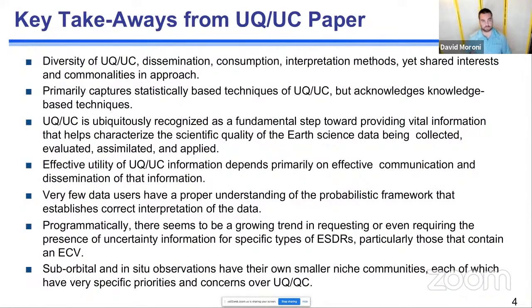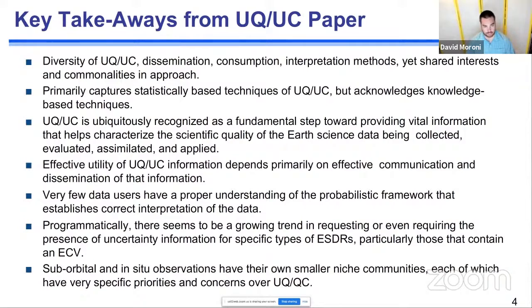So these are some of the key takeaways from the paper. We determined that there is diversity in the UQUC dissemination, consumption, and interpretation methods, and there's basically shared interest in all of this. We've also identified some commonalities in the various approaches therein, and we tried to capture as best we could the common statistical techniques that are used in doing the UQ estimation and the UC assessments. But we also acknowledge that there are things outside of just statistics, and so we call those out as knowledge-based techniques.